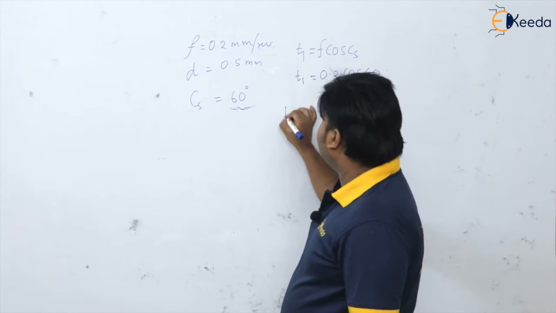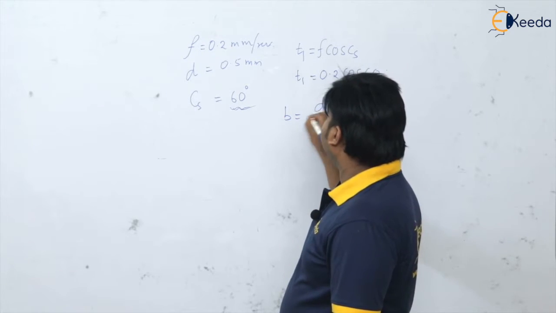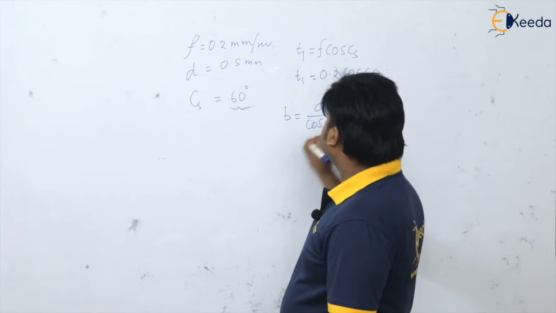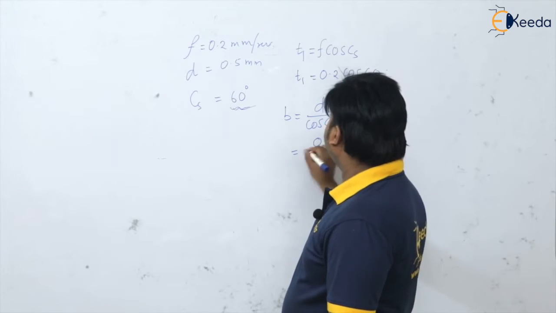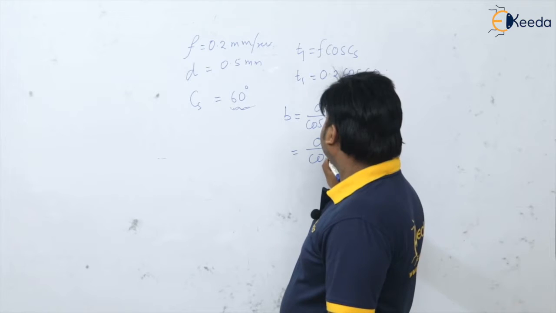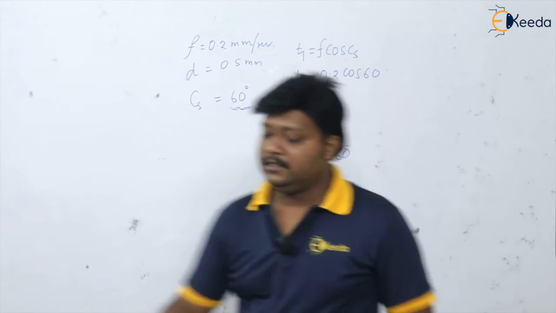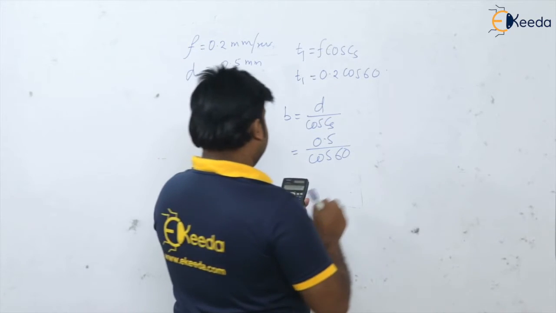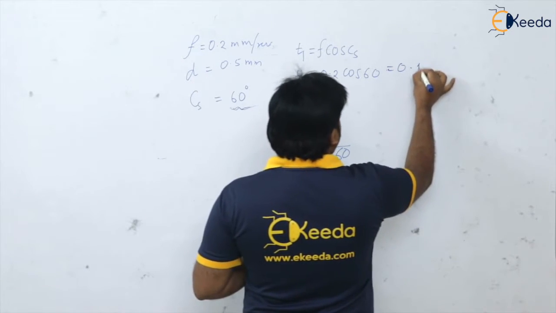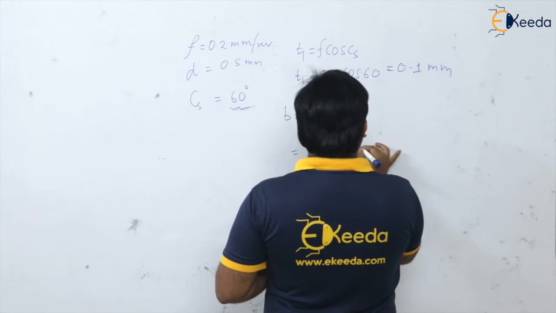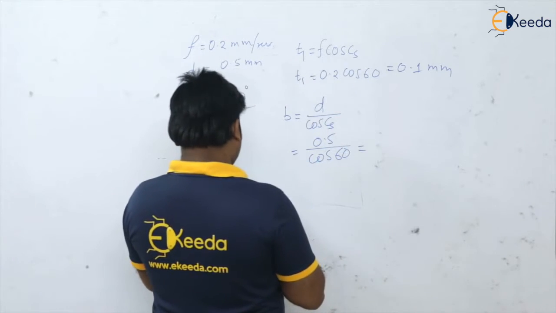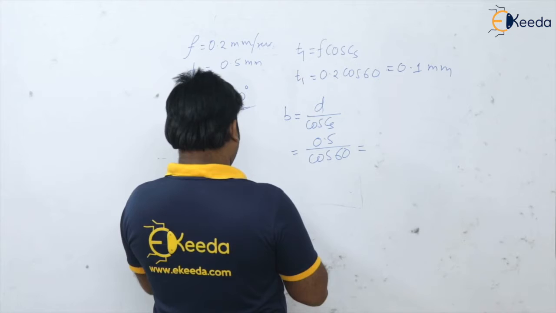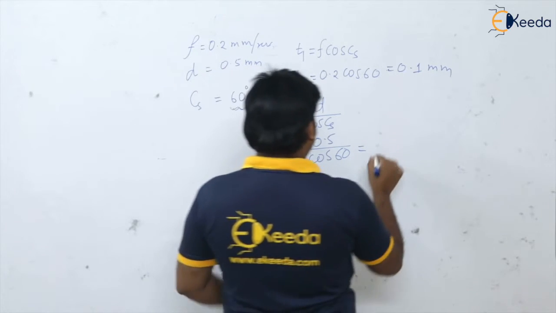Or if they ask the width of cut, it is equal to D divided by cos CS, where depth of cut is 0.5, divided by cos CS, that is 60 degree. So let us calculate. 0.2 cos 60, it is 0.1 millimeter. And if they ask the width of cut, it is 0.5 divided by cos 60, it is 1 millimeter.